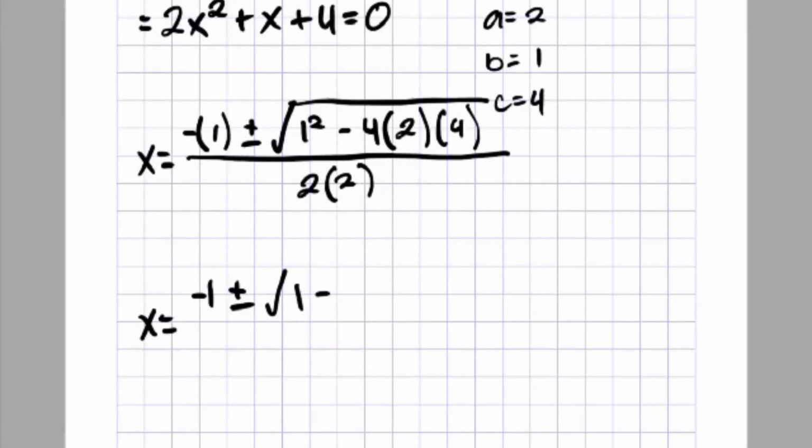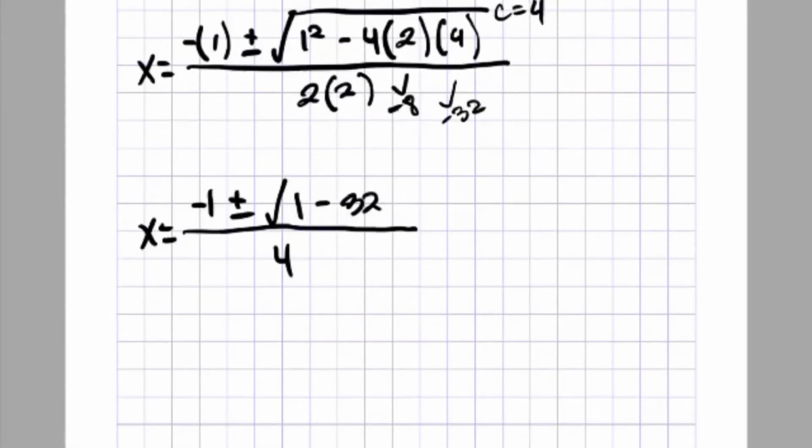Negative 4 times 2 is negative 8. Negative 8 times 4 is negative 32. Two times 2 is 4. We can't simplify this further because 31 is a prime number.